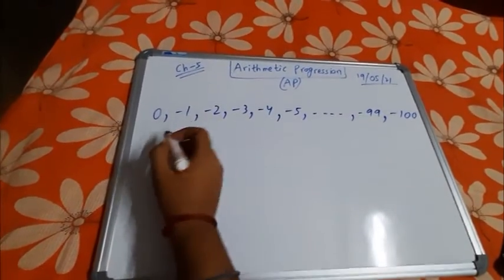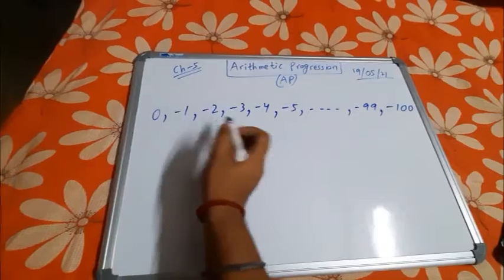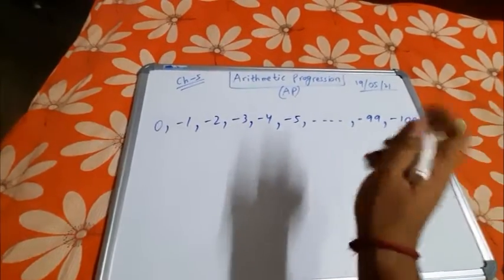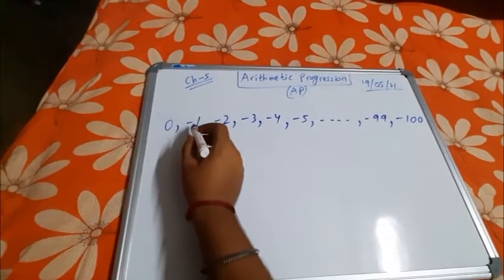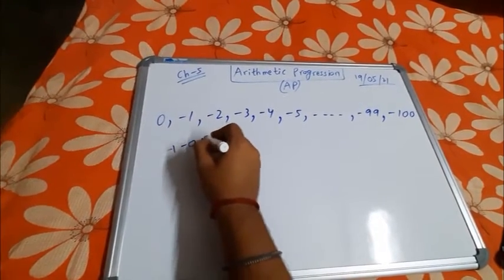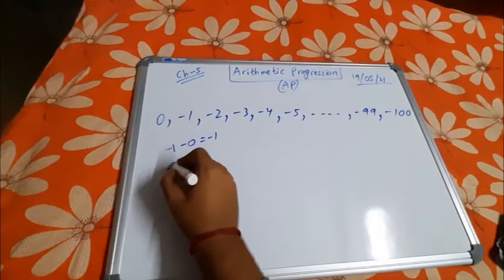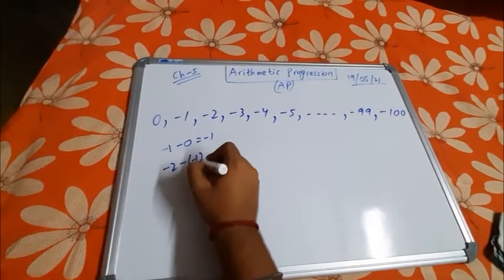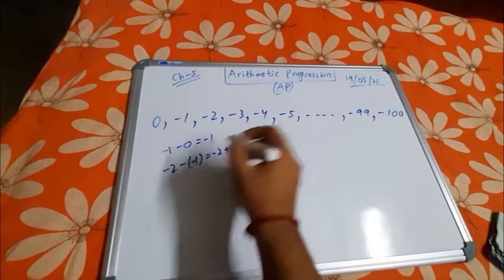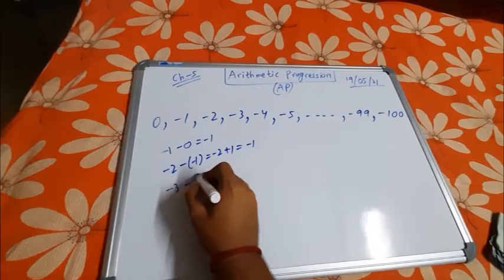In this case, you can see this is a series that contains negative numbers, the same series that I have taken the first time, but all of them are negative numbers. Now let's find out d. So what will be d? The difference between consecutive terms. So minus 1 minus 0 gives you minus 1. Next comes minus 2 minus of minus 1, that is minus 2 plus 1, which equals minus 1. Then comes minus 3 minus of minus 2.